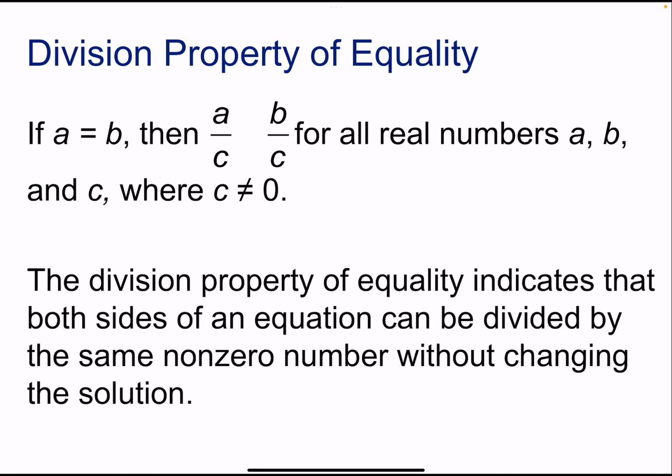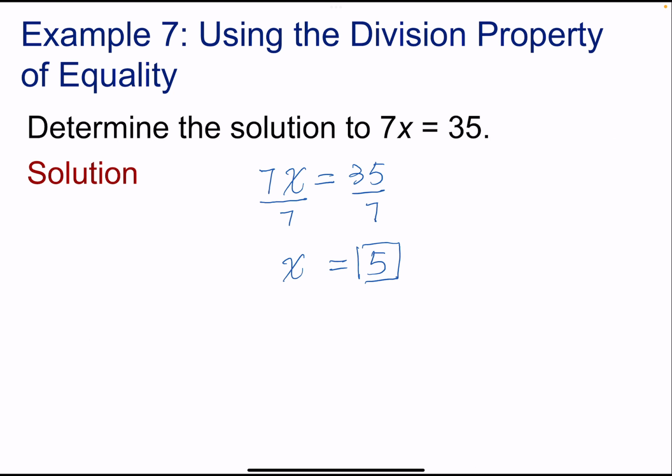Okay. And the division property is when you have an equation, you can divide both sides by a non-zero constant, and that won't change the solution to the equation. I already talked about this example, 7x equals 35. You divide both sides by 7, you get x equal to 5.